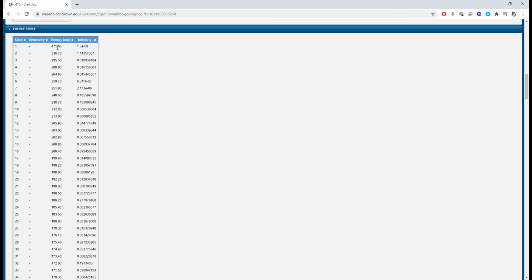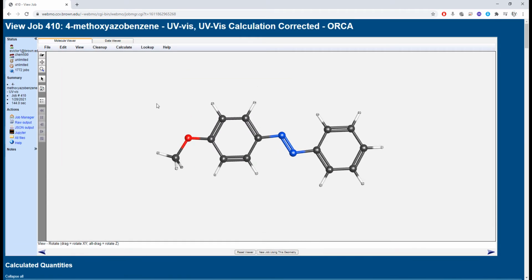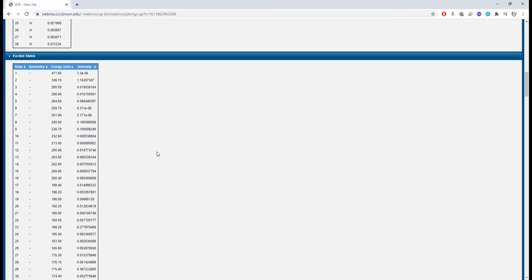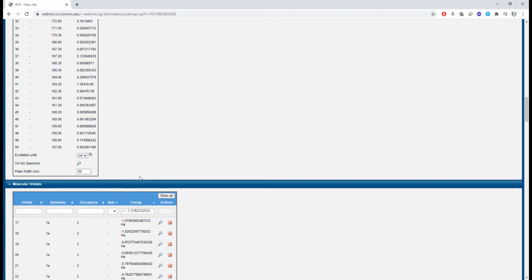We can see that the lowest energy is actually pretty low in intensity, but that doesn't necessarily mean that isn't important. The 4-methoxyazobenzene actually is a colored dye. And most dyes and most pigments actually have really low intensities within the visible region, but just because they're the only thing there, you don't really need that high of an intensity, especially compared to all of these other transitions right here. So we have all of these that we can look at.